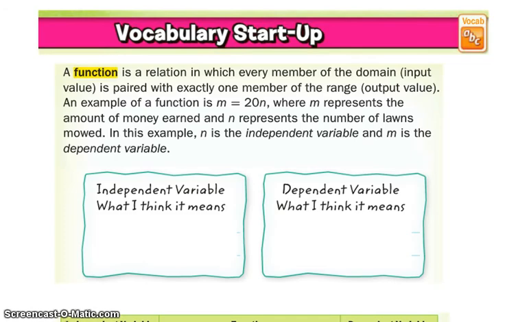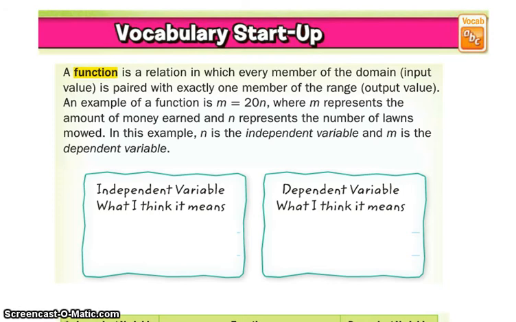A function is a relation in which every member of the domain is paired with exactly one member of the range. And we've talked about that. Your x's, when we do a mapping, can only be paired with one y value. You can't have an x being linked to two different y values. That's when it's not a function. So in order for it to be a function, every member of the domain, which are your x's, is paired with exactly one member of your range, which are your y's.